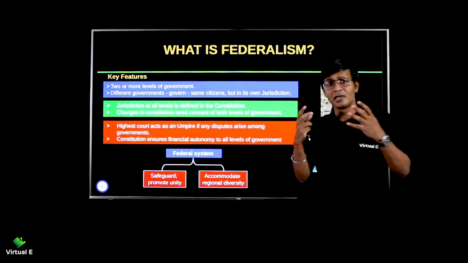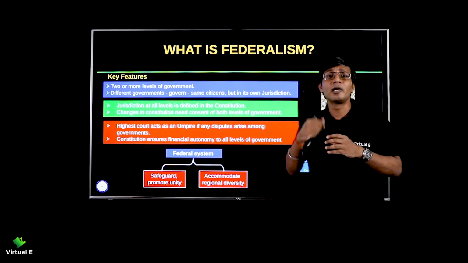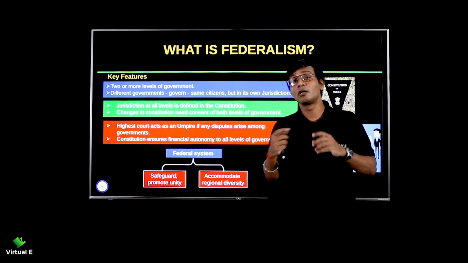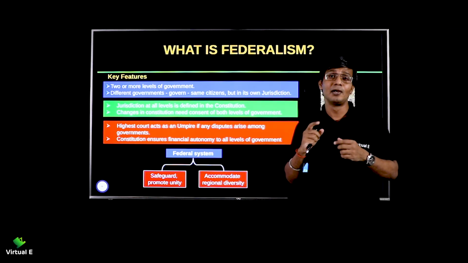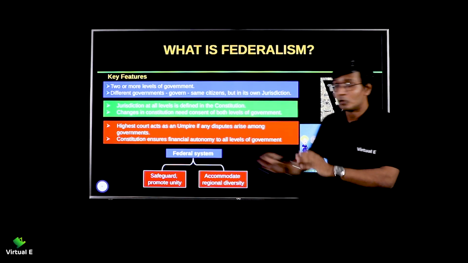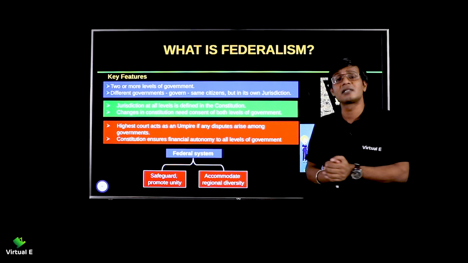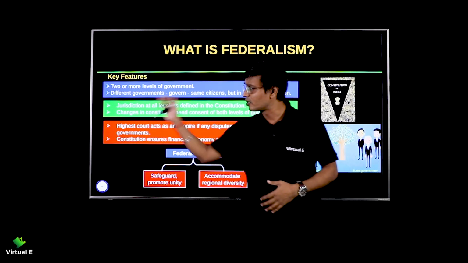For example, I am in state XYZ. So there is a government. It could be Congress, it could be BJP. But then who is at the center? The BJP. So both the governments are having laws for us. This is what the second point is. Now, jurisdiction at all the levels is determined in constitution. Understand this word called jurisdiction.